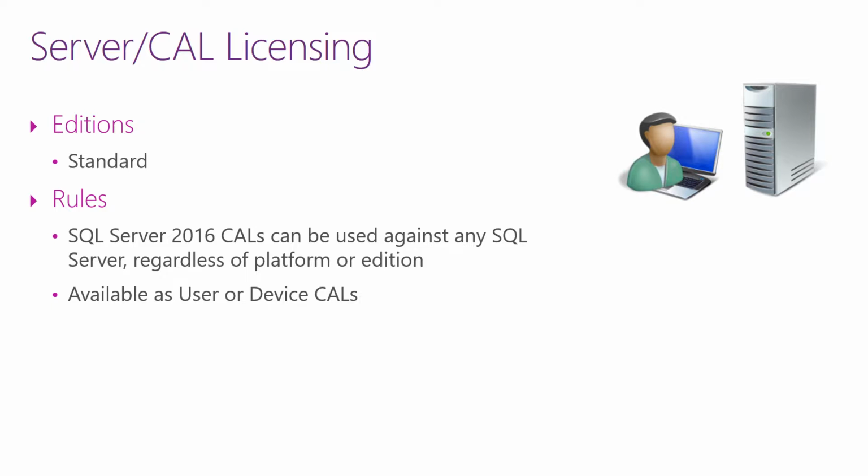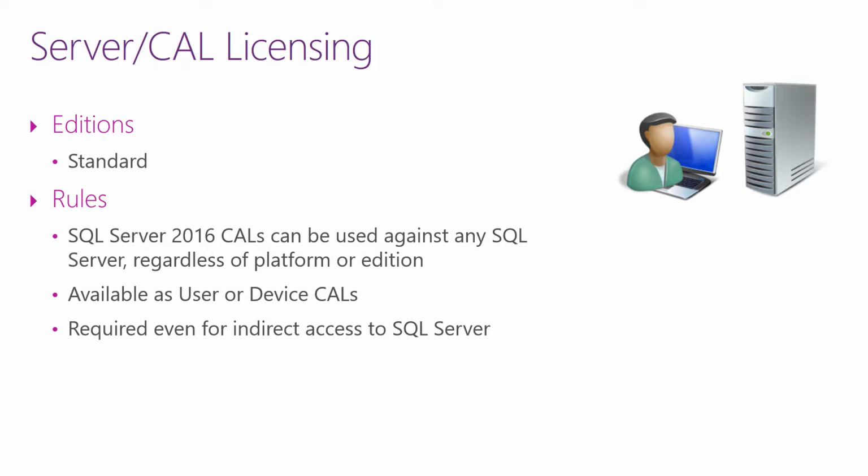The next point talks about indirect access to SQL Server, and you may have heard this referred to as multiplexing. It could be a situation where a user is using an application that relies on SQL Server, but they don't directly access SQL Server. Even in that case, CALs are required for that user.